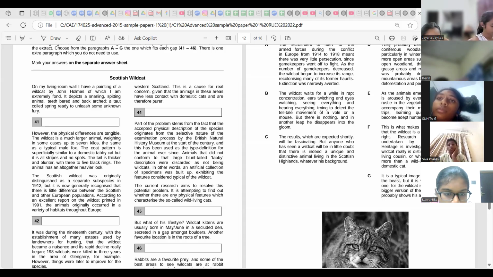One second, Sugita. Part of the problem stems from the fact. So they are going to tell a problem inside 44. Do you understand, Sugita? So they are going to talk about the problem in 44. So that's kind of important.